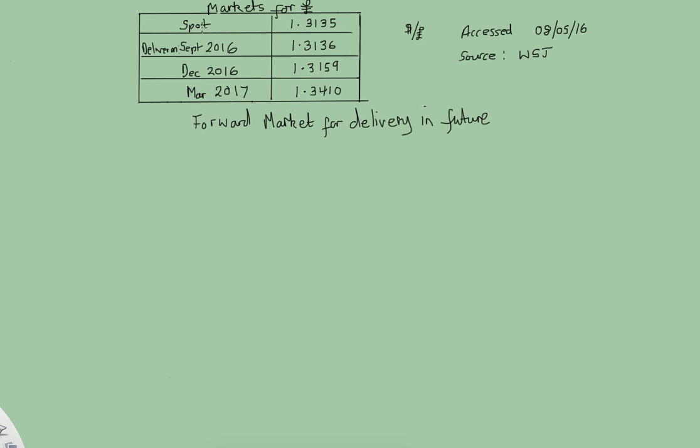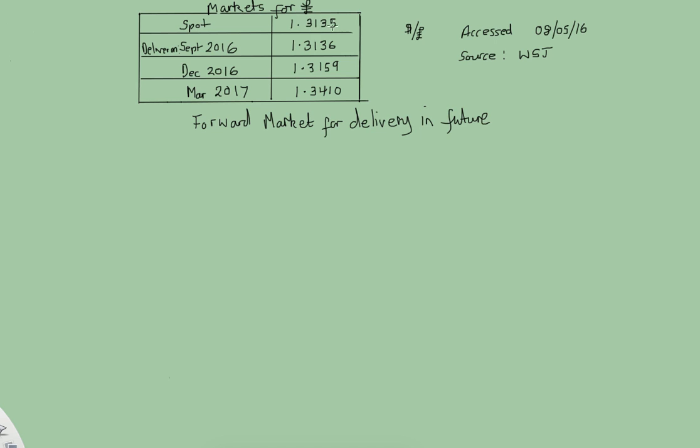So for example, I got this data from the Wall Street Journal's website. The spot value of the pound on August the 5th was 1.3135. For delivery September of 2016, there is a date actually I didn't specify, 1.3136. December 2016, 1.3159. These are relatively small differences. March 2017 though, 1.34, so that's a substantial difference.